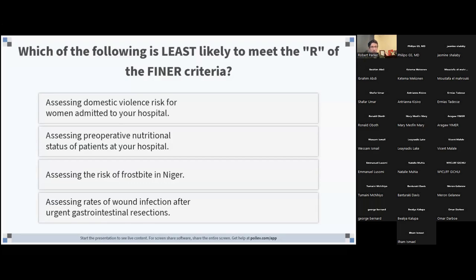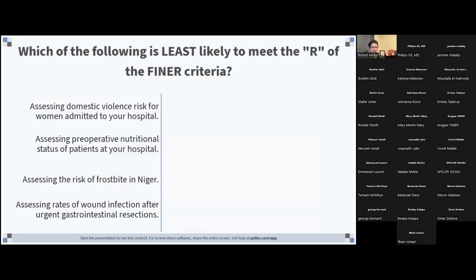Good. All right, we're locked out. Great, we're all over the place.